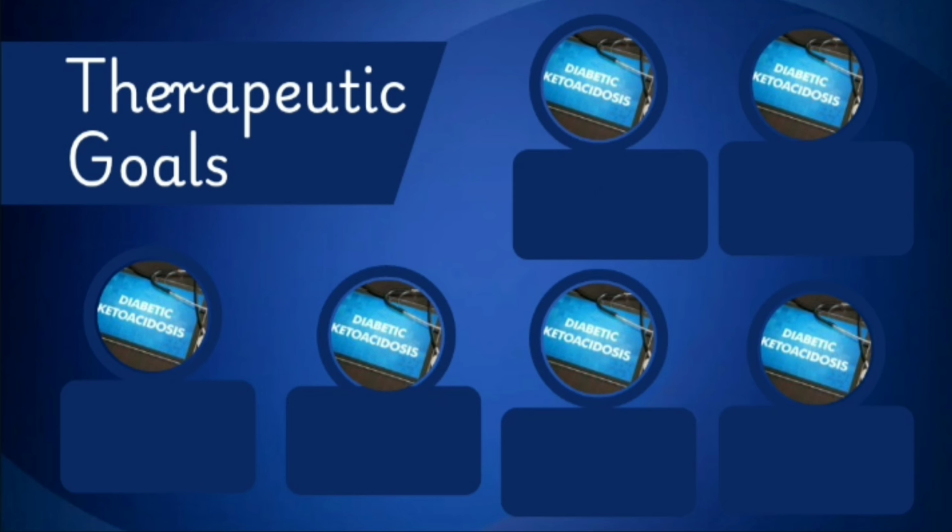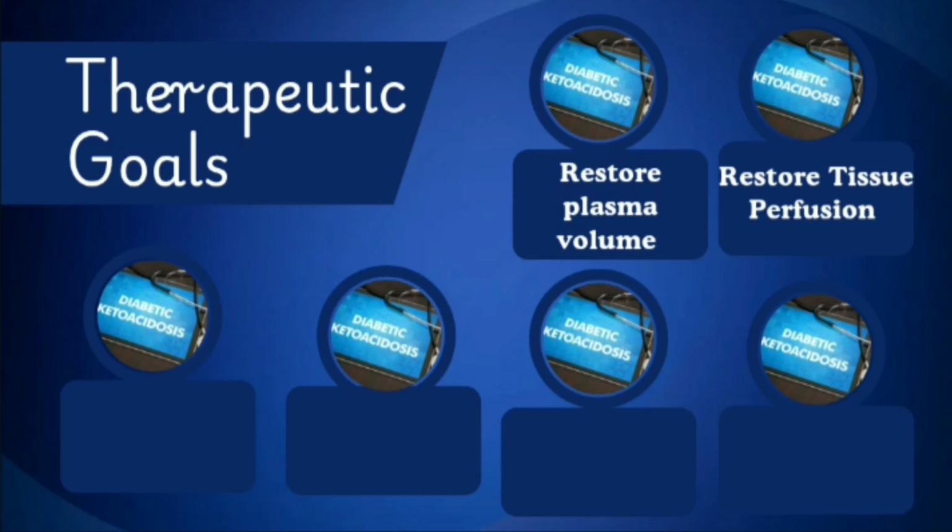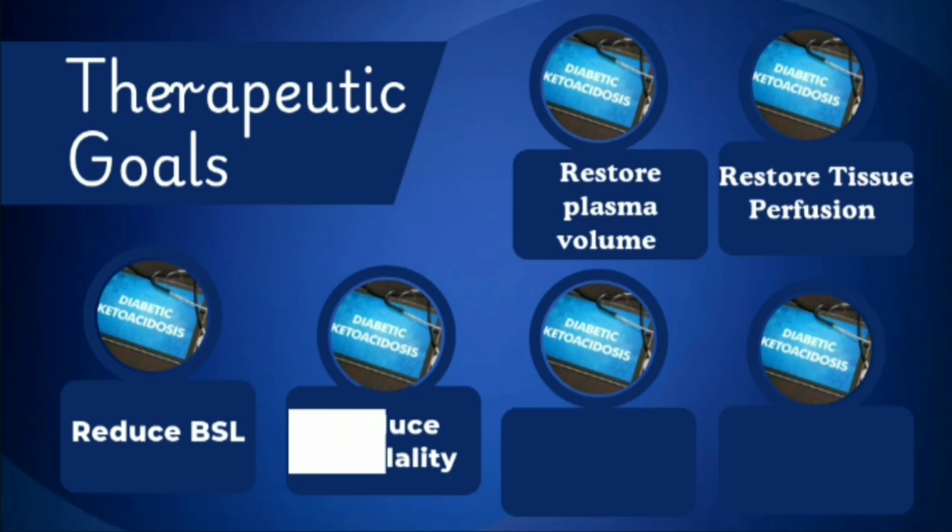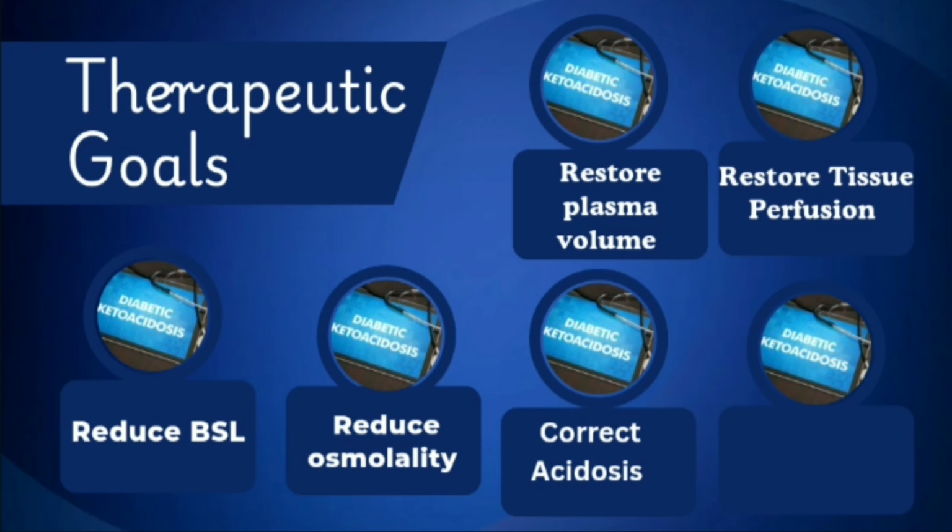Now let's discuss what are the therapeutic goals in treatment of DKA. These include restore plasma volume, restore tissue perfusion, restore blood sugar level, that is reduce the blood glucose towards normal, reduce osmolality towards normal, correct acidosis, replenish electrolyte loss, and identify and treat the precipitating cause.